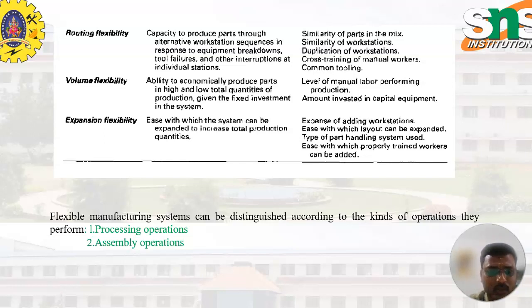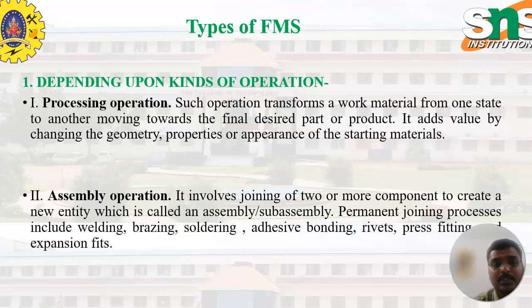FMS can be used in two kinds of operations, called processing operations and assembly operations. Processing operations transform the work material from one state to another, moving towards the final desired part or product. It adds value by changing the geometry, properties, or appearance of the starting material. Processing means the main operations that give the shapes, properties, or materials. It can be done in that process.